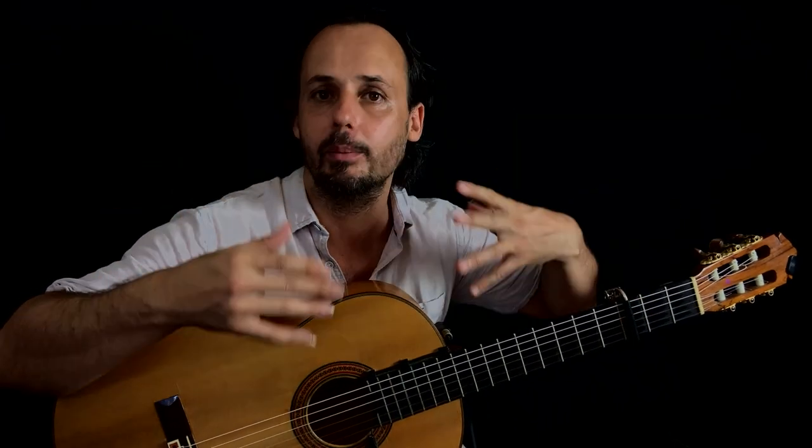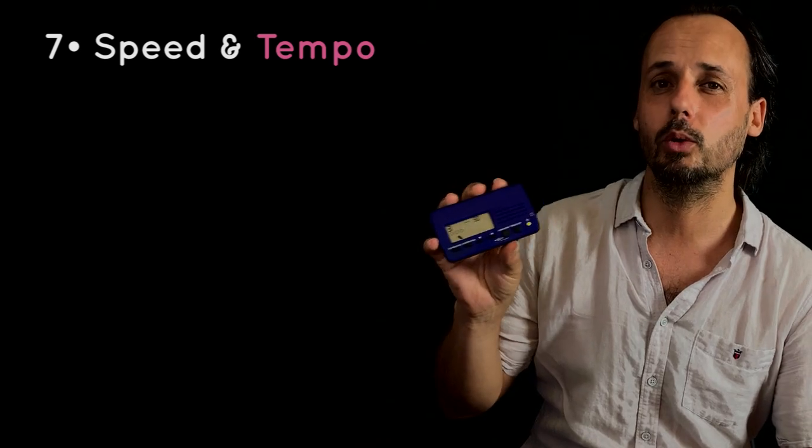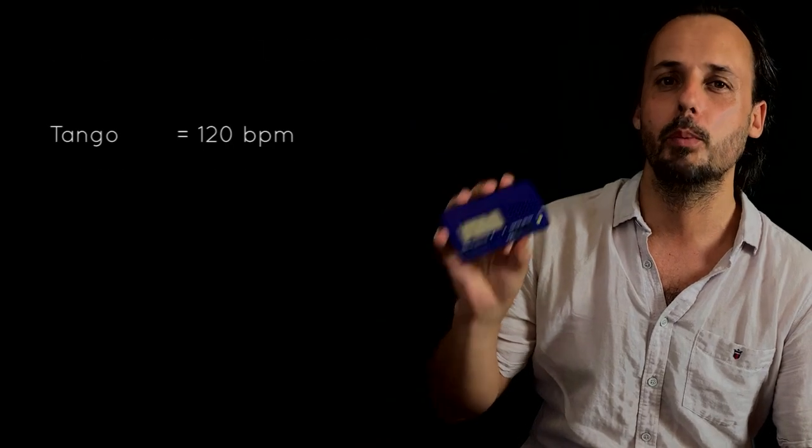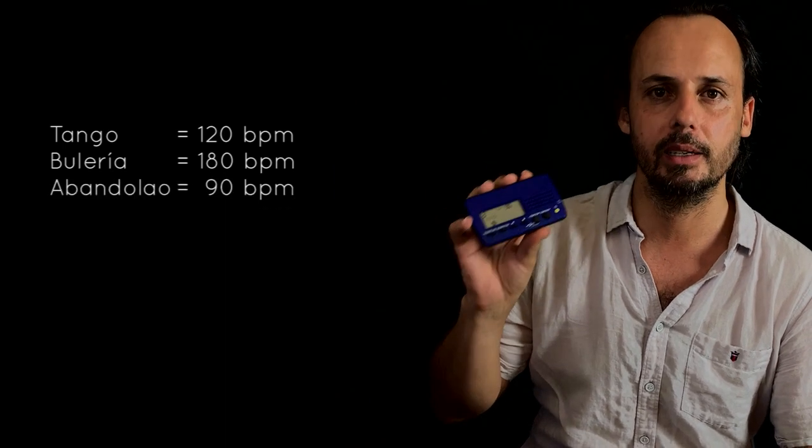To adapt to abandolao, but it's the same. We have a simple basic falsetta por abandolao, on which you can easily create footstep por abandolao. Por tango, el tito was at 120 BPM. Por bulería, 180 BPM. Por abandolao, 90 BPM.